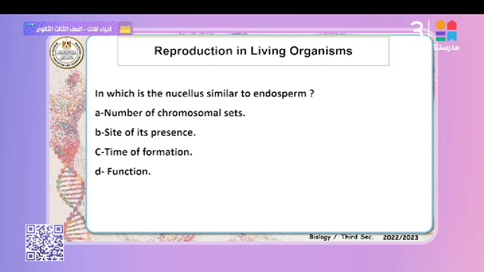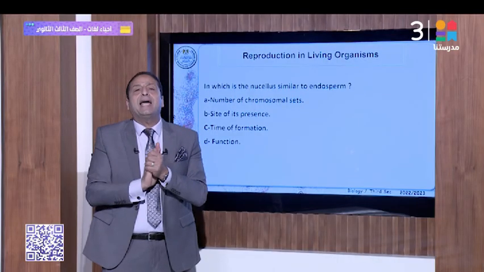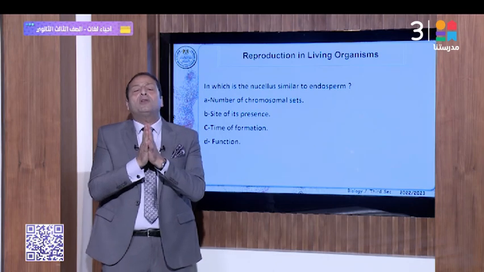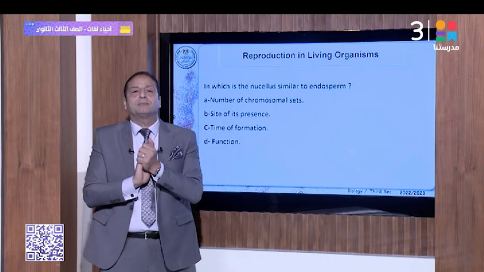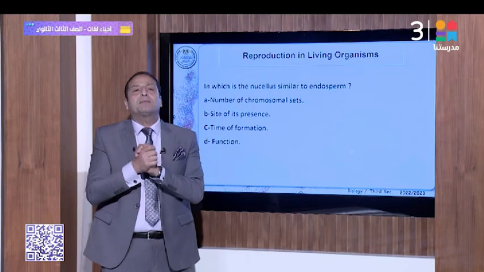And which is the nucleus similar to the endosperm? What about the nucleus and the endosperm? Endosperm comes from the fusion of one male nucleus with the 2 polar nuclei, forming 3N. Endosperm plays an important role in nourishing the embryo. The specific types are exendosperm and endoendosperm.